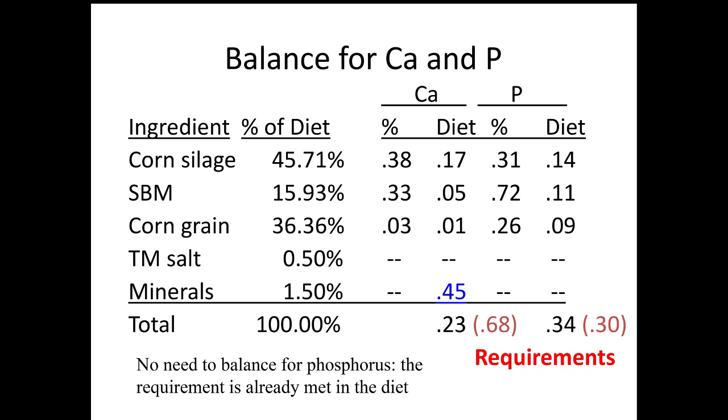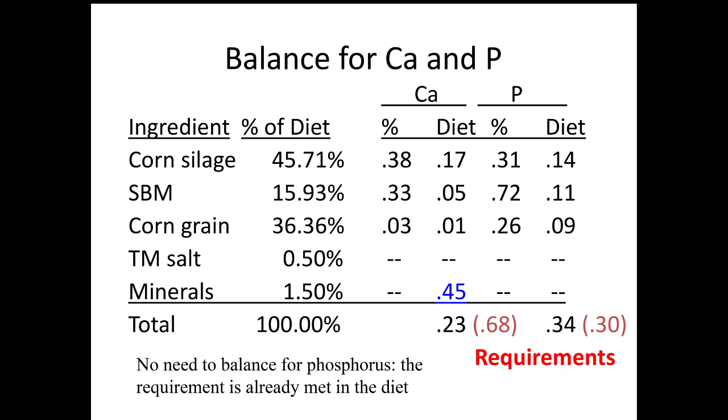Okay, you do that for each ingredient. Then at the bottom of the table, you add everything up in the columns. And you can see that for the calcium, when you add up all the calcium that's coming from the ingredients in the diet, from the corn grain, the soybean meal, and the corn silage, we have 0.23% calcium. If we add up all the phosphorus that's coming from those three ingredients in the diet, we have 0.34.